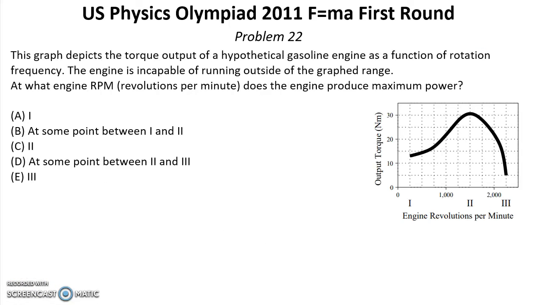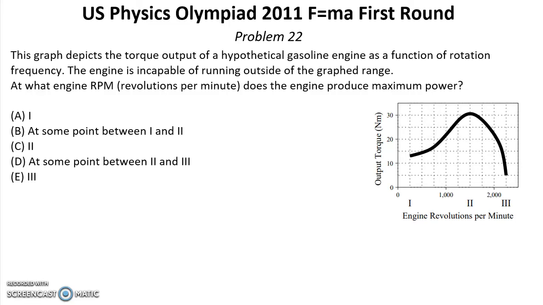Problem number 22. Solution for this problem you can find below this video in the reference, the description. This graph depicts the torque output of a hypothetical gasoline engine as a function of a rotation frequency. The engine is incapable of running outside of the graphed range. At what engine RPM, revolutions per minute, does the engine produce maximum power?